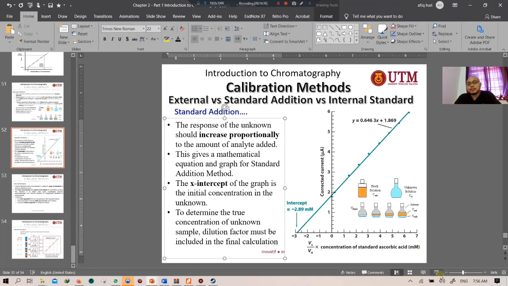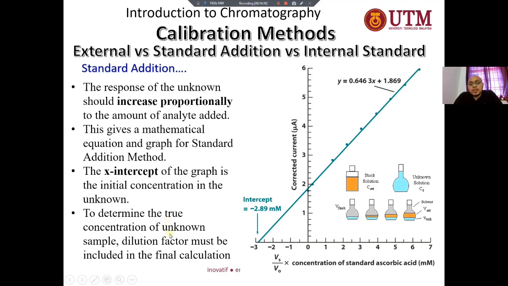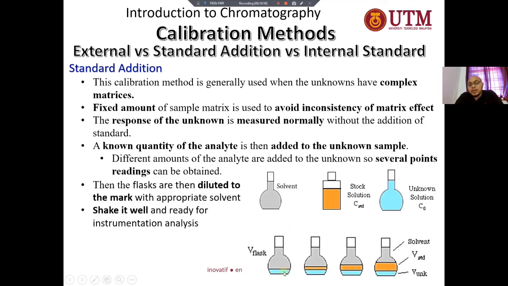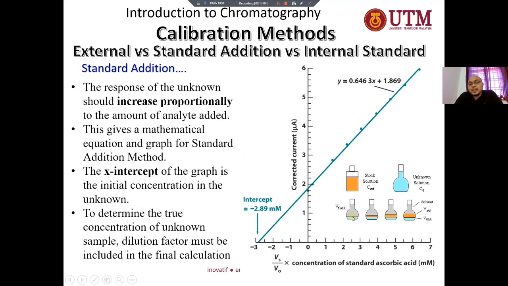So to determine the true concentration of the unknown sample, from the graph we already get the initial concentration of the unknown, but because it is already diluted, you need to include the dilution factor in the final calculation. For example, in the previous example, we maintain the amount of unknown solution at 2 mL. You dilute to 10, and 10 divided by 2 is a dilution factor of 5.